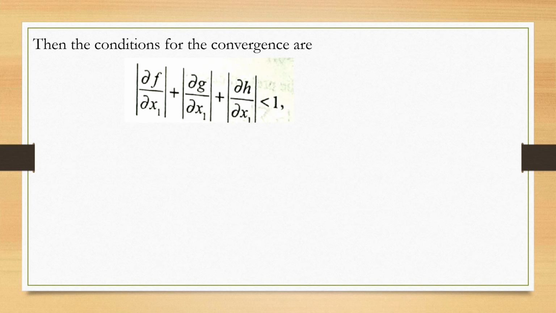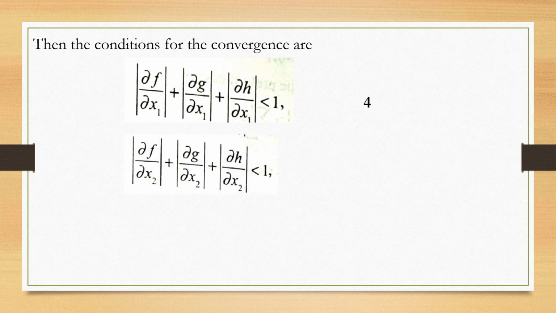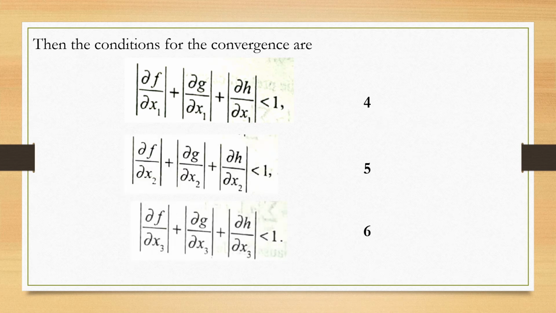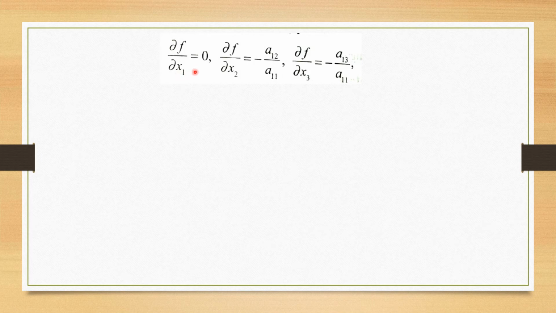So the conditions for the convergence are these three. Hope you will understand that if we have three equations, then there will be three conditions. If we have four equations with four unknowns, then we will have four conditions. By partial differentiation of the above equations, we obtain these results.